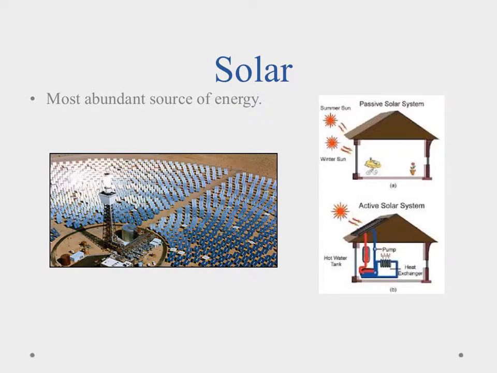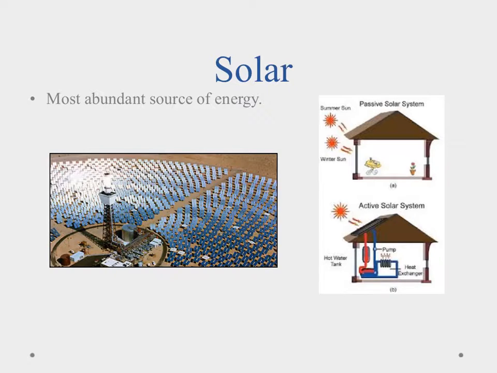Now, solar is our most abundant source of energy. If we could harness the power of the sun, we could get all of the energy we need only from using solar energy. The problem with solar is the technology doesn't allow us to grasp all of it, and also it's kind of costly to put in.